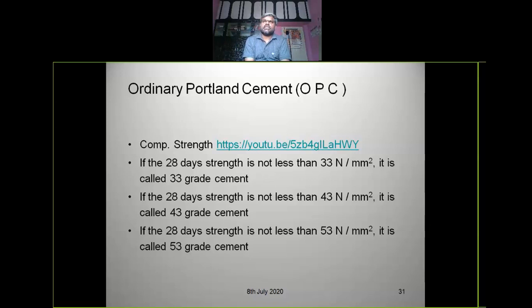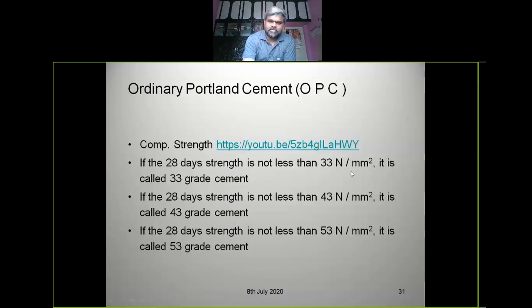After 28 days, test the cube in a compressive testing machine applying a load of 35 Newton per minute, and record the compressive load at which the cube fails. That load divided by the area in contact with the plate will give the compressive strength of cement.